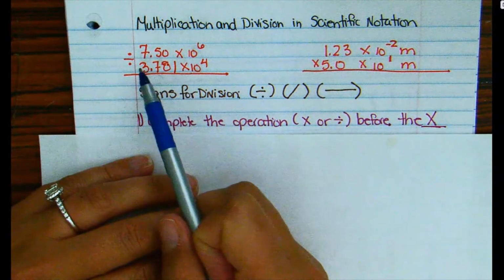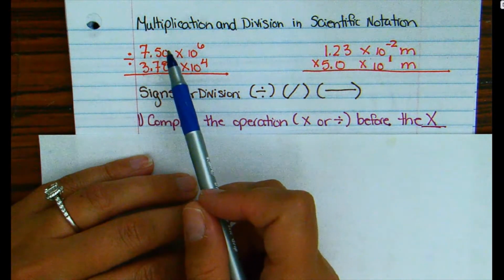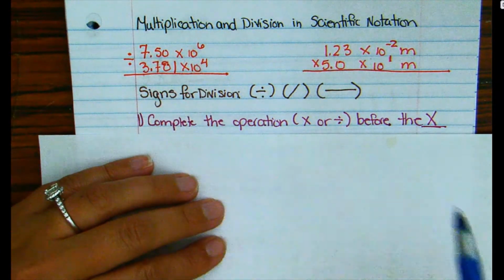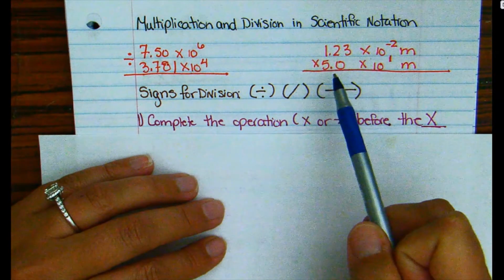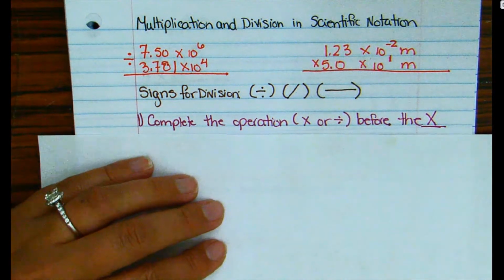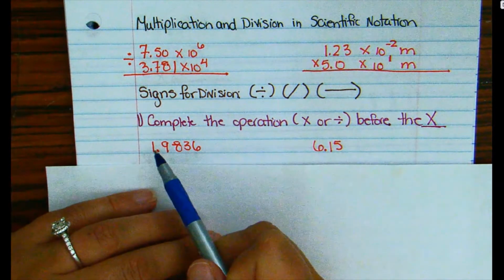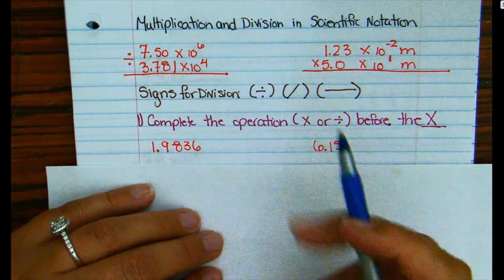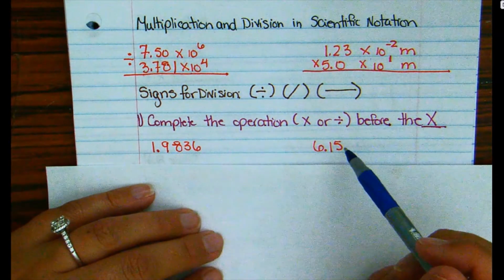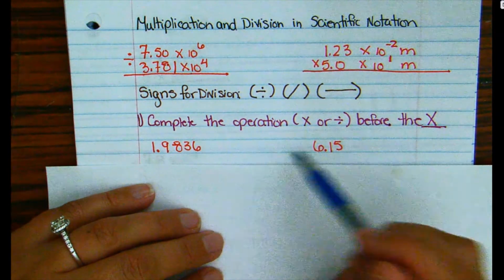So for this first one, we're going to divide 7.5 divided by 3.781. On this side, we're multiplying 1.23 by 5. So we end up with 1.9836 for this one. And for this side, we're ending up with 6.15.